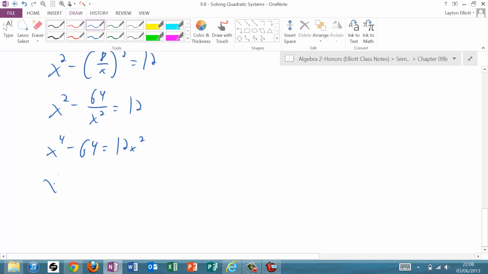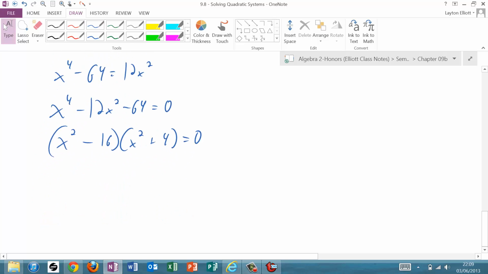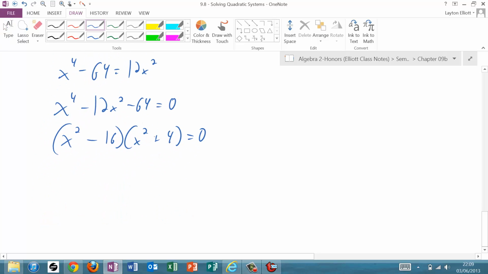Set it equal to 0: x to the 4th minus 12x squared minus 64 equals 0. That's going to factor into x squared and x squared. 64 is 16 and 4, so that's going to be x squared minus 16 times x squared plus 4 equals 0. The cool thing about this is the x squared plus 4 can't equal 0, because we're going to solve this over the real numbers, not the complex numbers. And your homework says to find the real solutions.